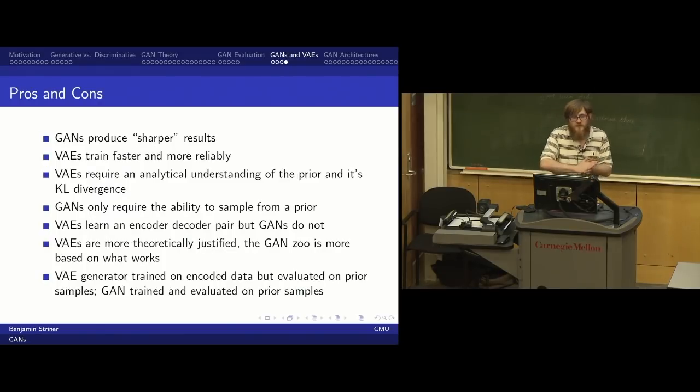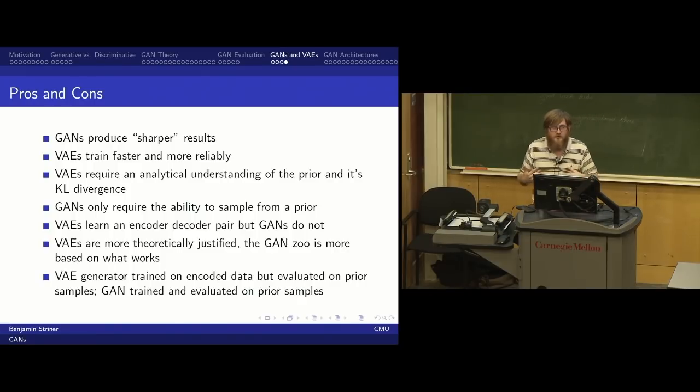The pros and cons are really that GANs are a little bit sharper, but VAEs are way faster and way more reliable. VAEs mean you have to understand the prior. When you're deriving or running a VAE, part of the equation is the KL divergence between two distributions and what that analytical divergence is. We know how to calculate the divergence between two Gaussians, and that's why we use them frequently. But you have to understand what's going on.